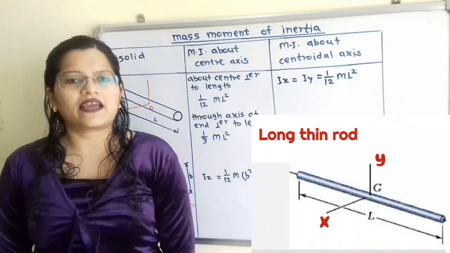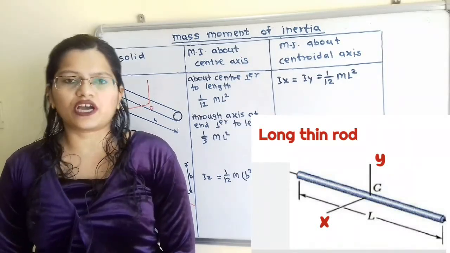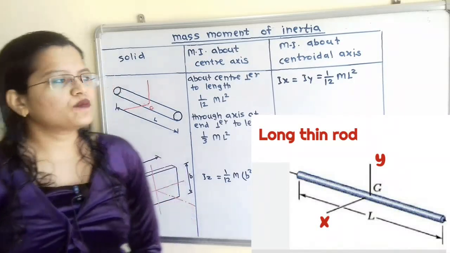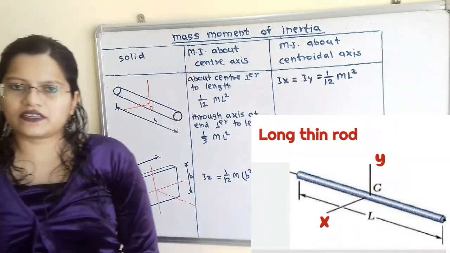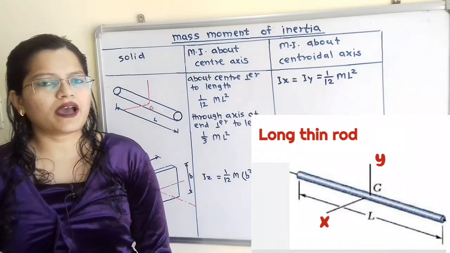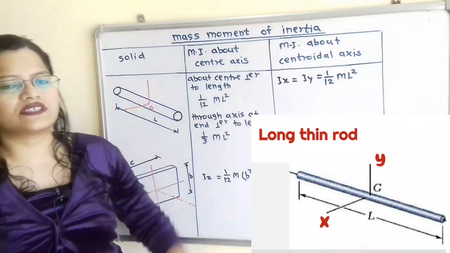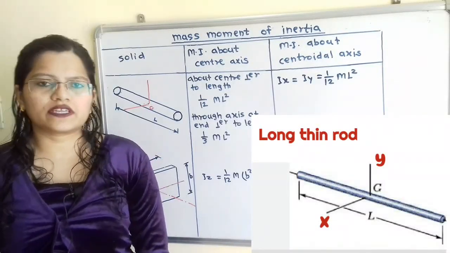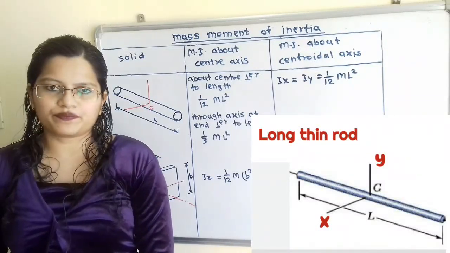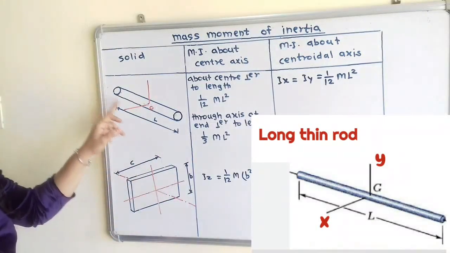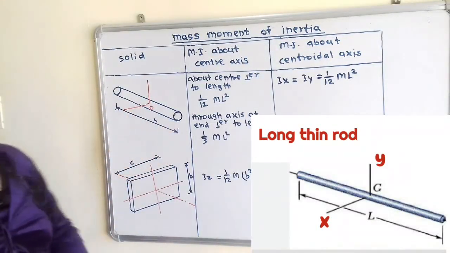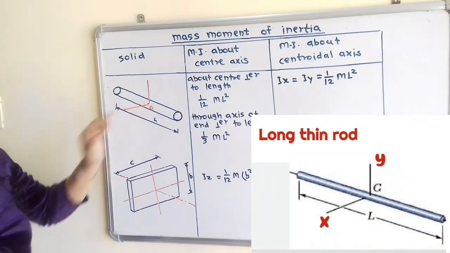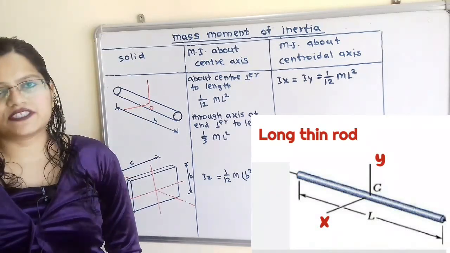We will understand mass moment of inertia of different solids. There are two types: mass moment of inertia about center axis, and second, mass moment of inertia about centroidal axis. We will consider the mass of each solid to be capital M. So the first solid is a long thin rod whose length is capital L. Now if we observe, here is the center of gravity point G.